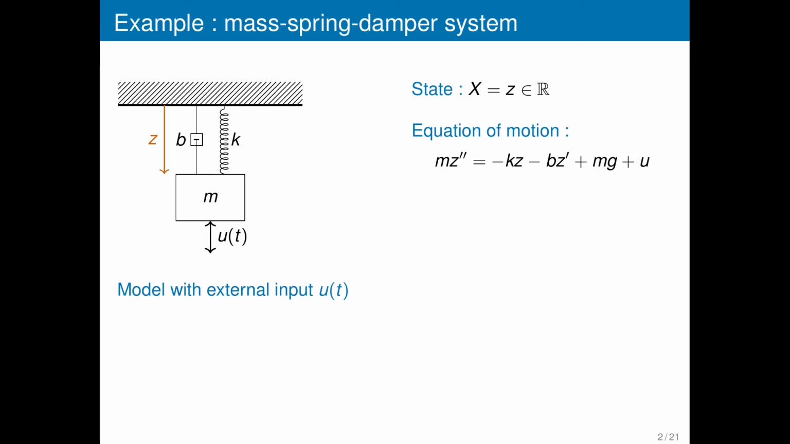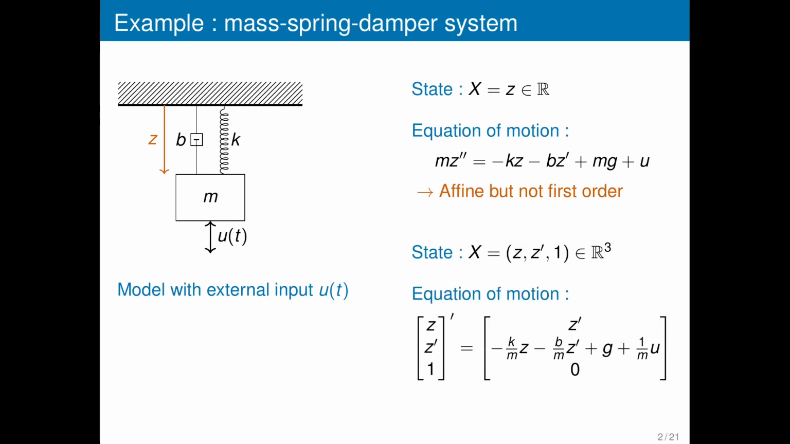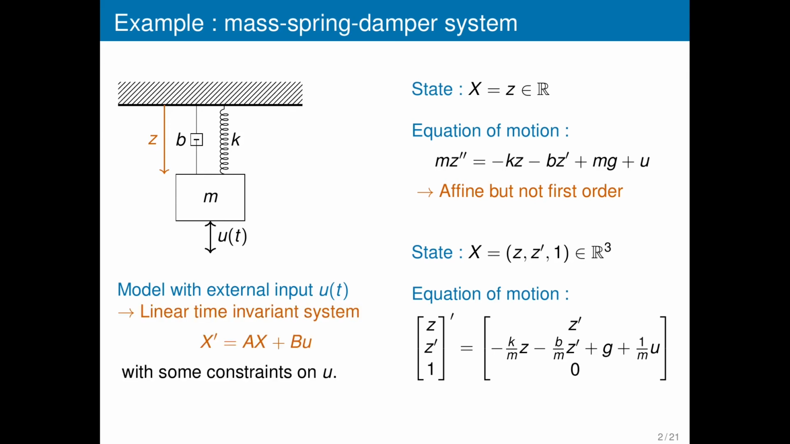differential equation. This equation is not of the first order, but by introducing more variables, namely the derivative of z and the constant function y, we can turn it into a system of differential equations of the first order. More precisely, the system we obtain is of the form x' = Ax + u. Such systems are known as linear time-invariant systems. Naturally, in general, we'll have some constraints on u, but we'll go back to that point later.